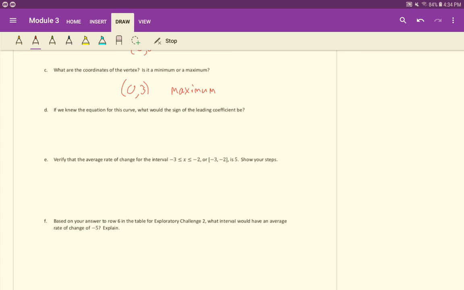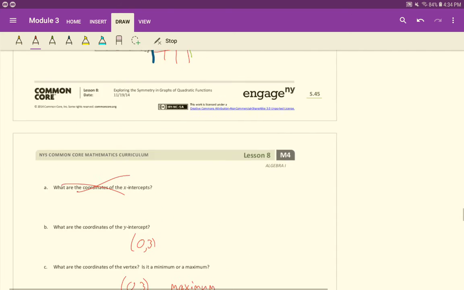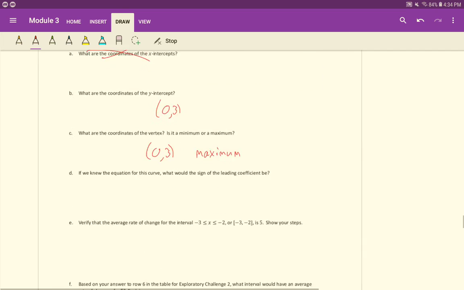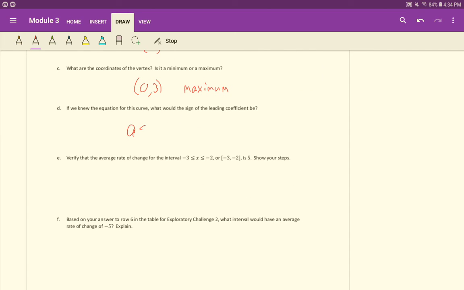Okay. If we knew the equation for this curve, what would the sign of the leading coefficient be? Well, it's opening down. Since it's opening down, we know that A is going to be less than 0. In other words, negative.